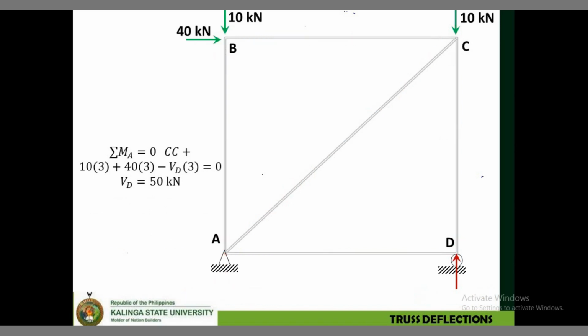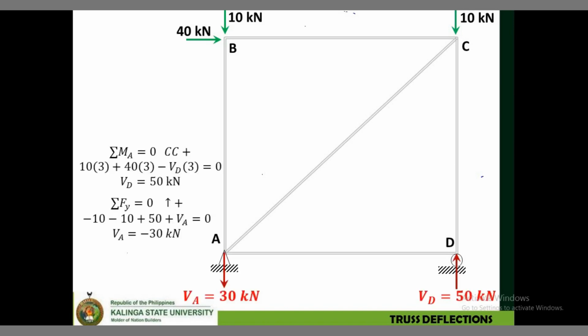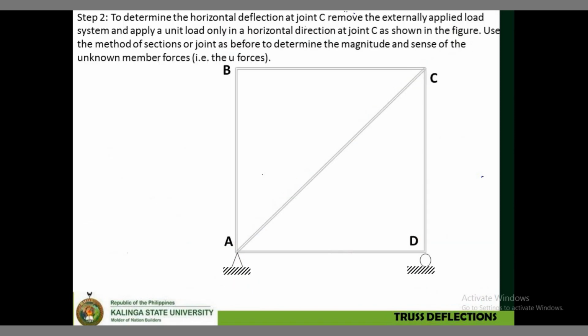So, ganito yung original na itsura ng ating truss. So, may mga external loadings tayo na 40, 10, and 10 kilonewtons. Now, pagdating natin sa step 2, alisin nyo lahat ng mga external loadings. So, ang matitira yung mismong truss at saka yung mga support. Okay? And then, pag naalis nyo na yung mga external loadings, ang sabi doon, apply a unit load only in horizontal direction at joint C.